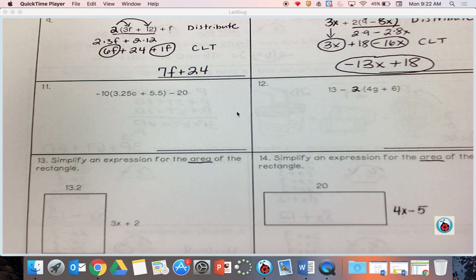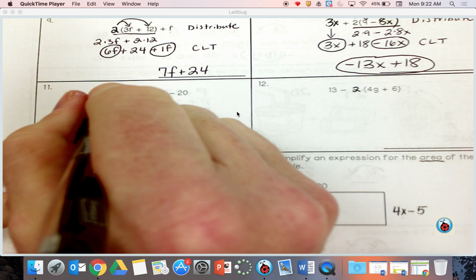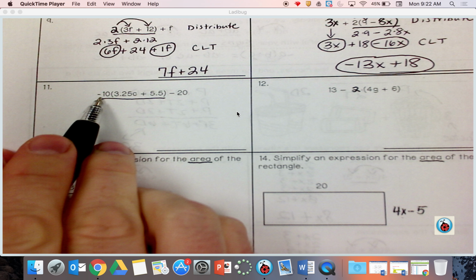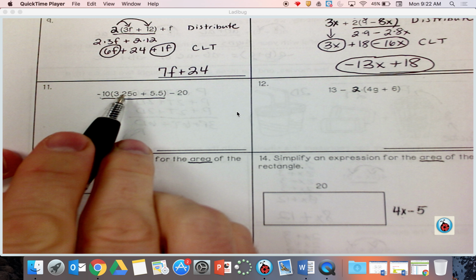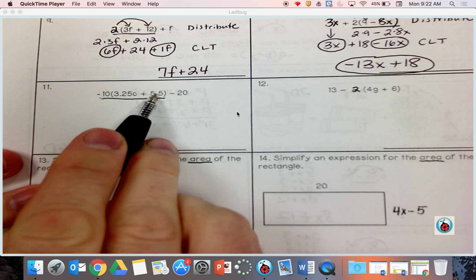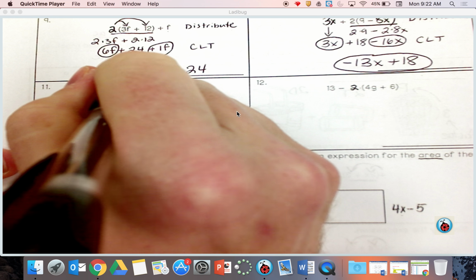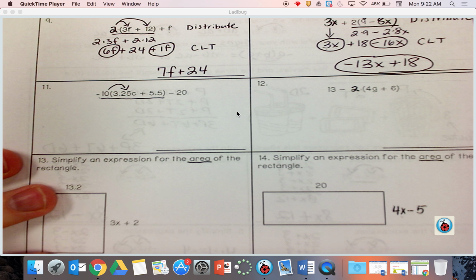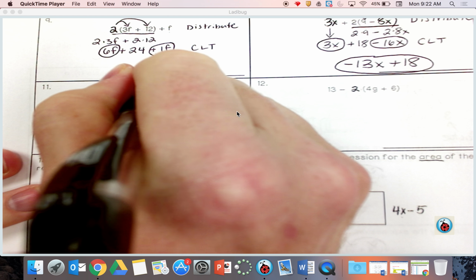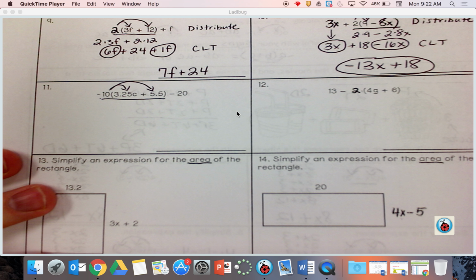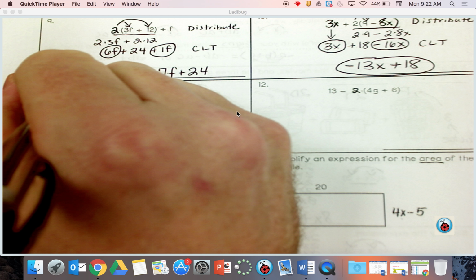All right. Number 11, same type of way. I'm looking for my distributive property first. It's the part that has the multiplication, and you can see it is right here. It's saying I want negative 10 as my factor, and I'm taking negative 10 by all of this that's inside my parentheses. So I'm taking negative 10 times 3.25c and negative 10 times 5.5. Then I can tack on the 20 at the very end when I subtract it and combine my terms. So I'm going to distribute first.